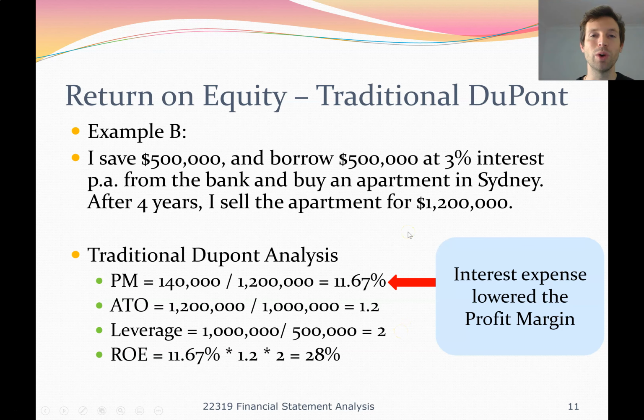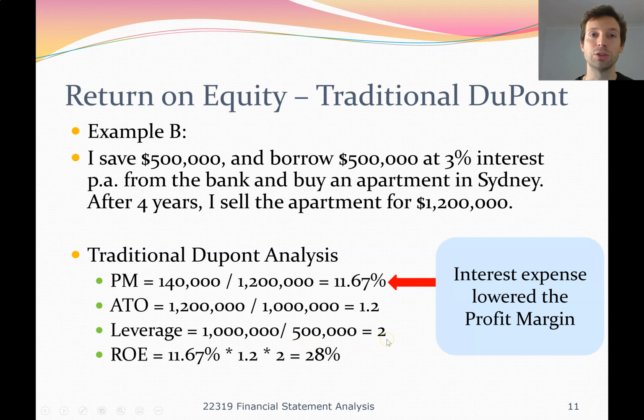For our next example, when we borrowed money from the bank to help finance our apartment purchase, we can break down the DuPont analysis as well. My profit margin, I earned a profit of $140,000. Remember, I had that interest expense, which lowered my profit, and I divide it by my overall sales of 1.2 million, and I get a profit margin of 11.67%. My asset turnover, same as the previous slide, is still 1.2. And my leverage now, I had $1 million of assets, but I only had 500,000 of equity invested.